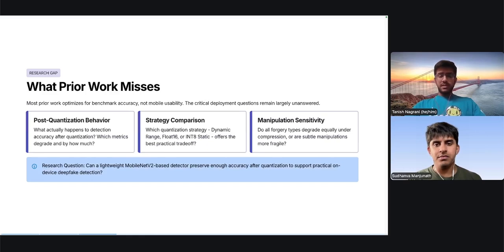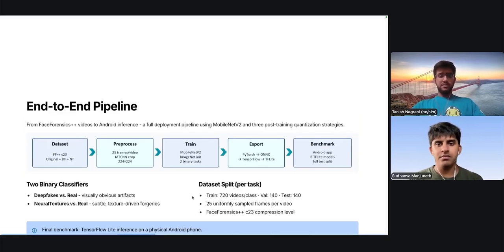Most prior work focuses mainly on benchmark accuracies. While that is important, it does not fully answer deployment questions. For a mobile system, we also need to know what happens after quantization. So we focused on three questions. First, how much accuracy is lost after quantization? Second, which quantization strategy works the best? And third, do all manipulation types behave the same, or are some more sensitive to compression? And this last point has also become one of our main findings.